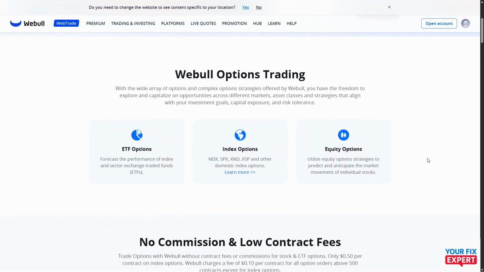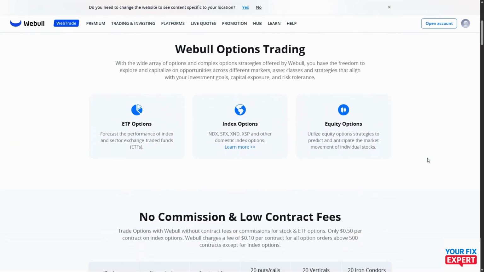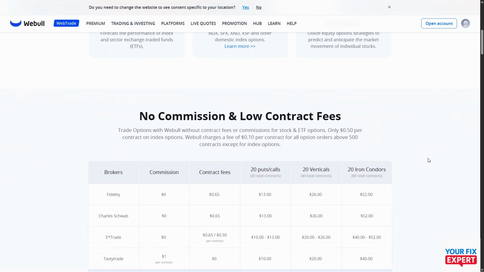Next, we have a minimum account value. So you need to maintain a net account value of at least $2,000, as this is the regulatory minimum for engaging in spread strategies with a margin account.